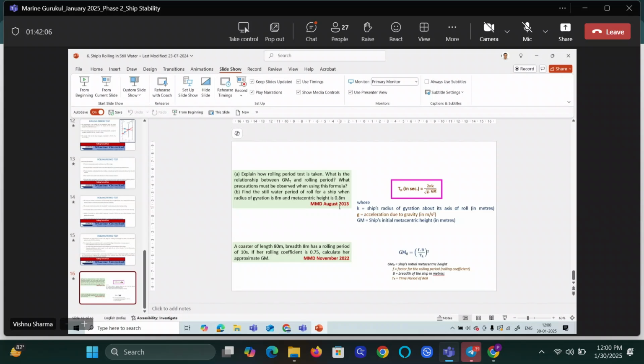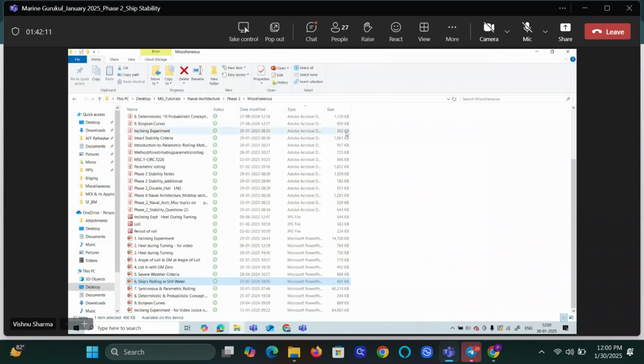Now, I'll only need about an hour to a maximum of an hour and a half in the evening, in which I'll touch upon synchronous and parametric rolling, the deterministic and probabilistic concepts of damage stability, and maybe 2 minutes of what Bonjean curves are. And if you see, guys, whatever is in my miscellaneous folder would have been completed here, right? So there is nothing that will be left. I would be covering all that was on my list.